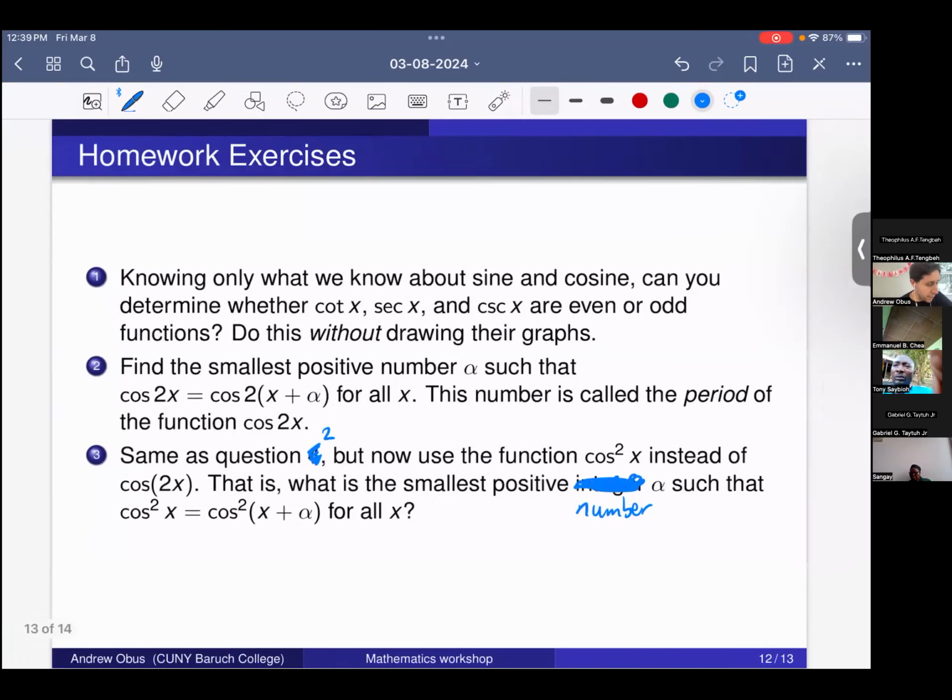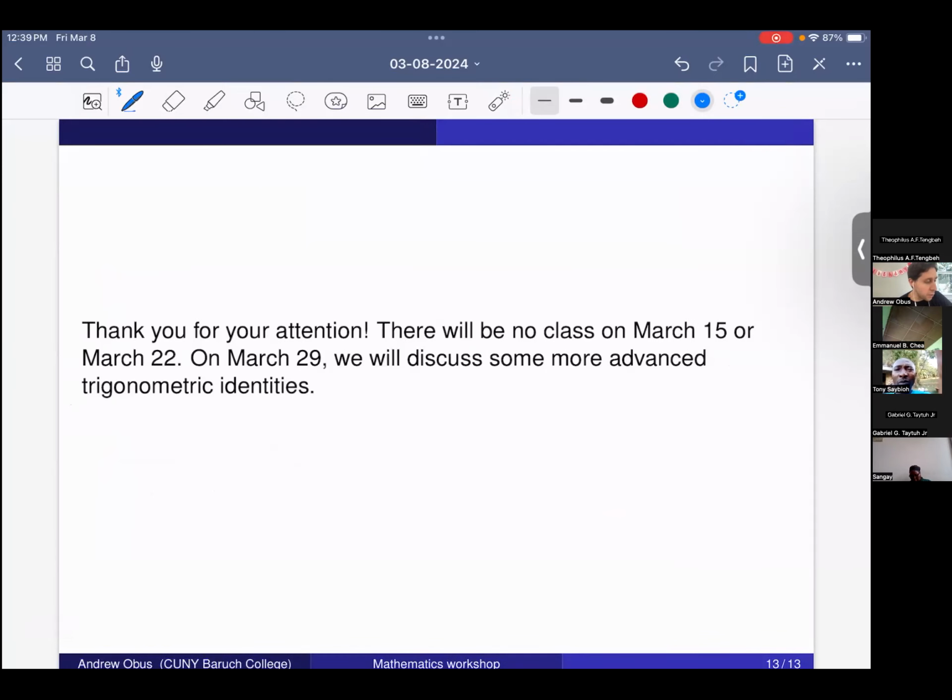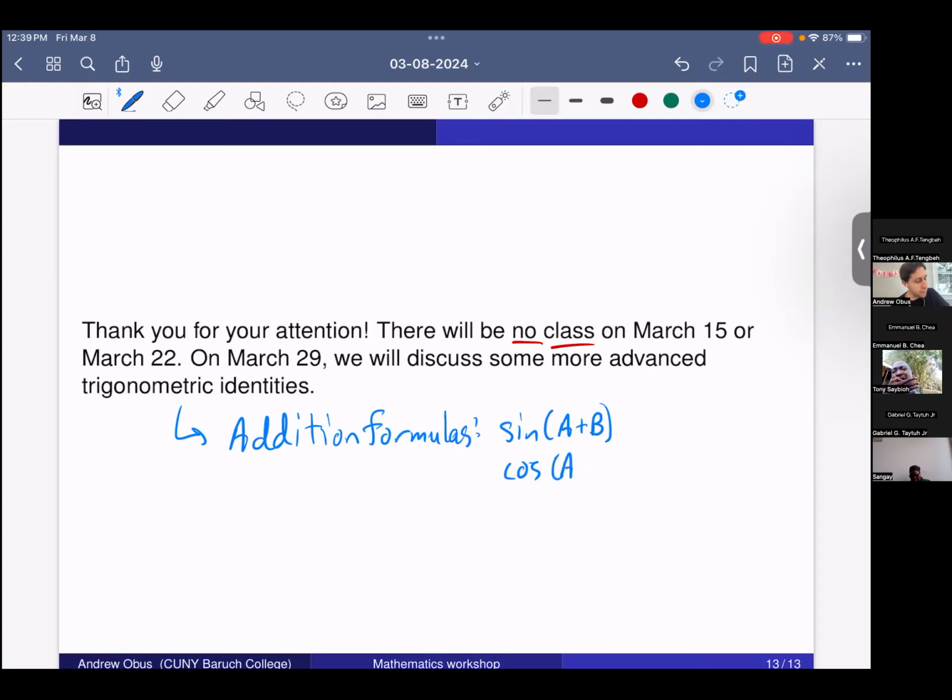And so we have a lot of time because it's going to be 3 weeks until we meet again. So there's no class next week, March 15th for the holiday, and no class March 22nd because I'm going to be away. So the next class is going to be on March 29th, and we're going to discuss some more advanced trigonometry identities. So in particular, we're going to discuss the addition formula. So, formulas for sine of a plus b and cosine of a plus b, and then other things that you can derive from those.